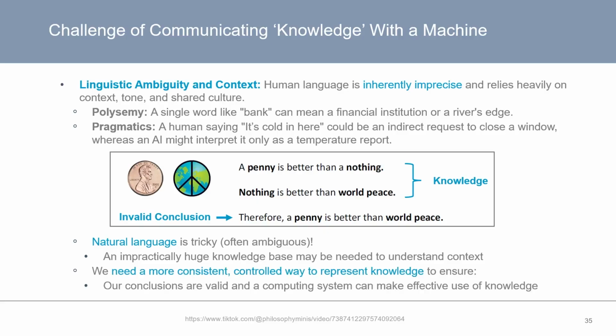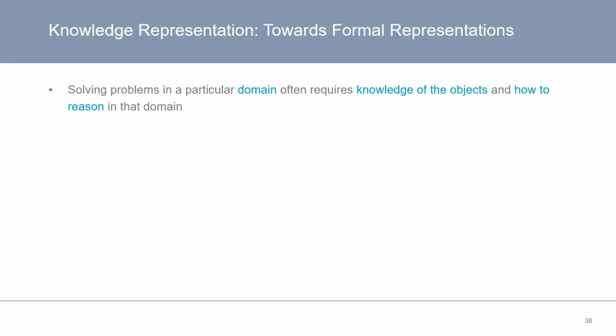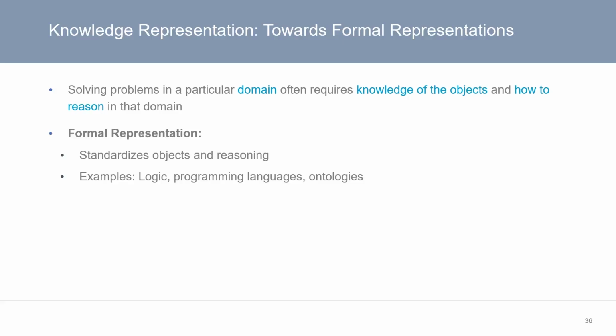Therefore, we need a more consistent, controlled way to represent knowledge in order to ensure that our conclusions are valid and that a computing system can make effective use of knowledge. Now let's discuss moving towards formal representations of knowledge. As we've implied, solving problems in a particular domain will often require knowledge of objects and how to reason with that knowledge. A formal representation standardizes objects and reasoning.